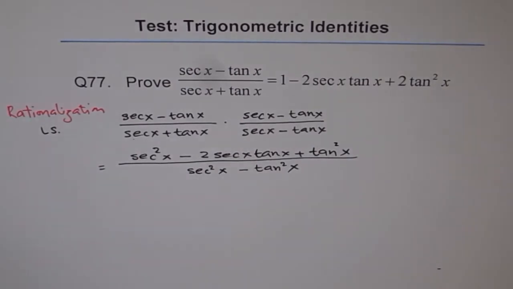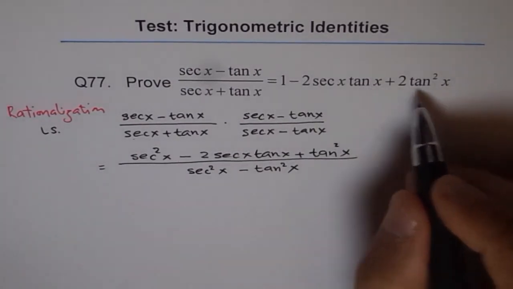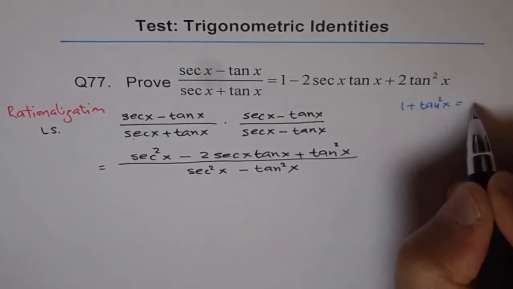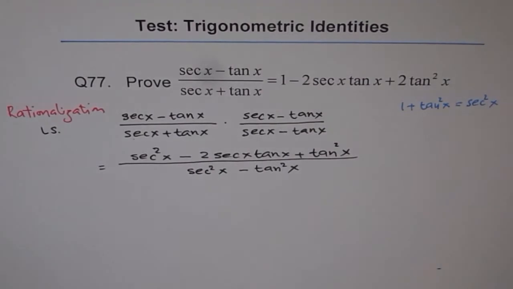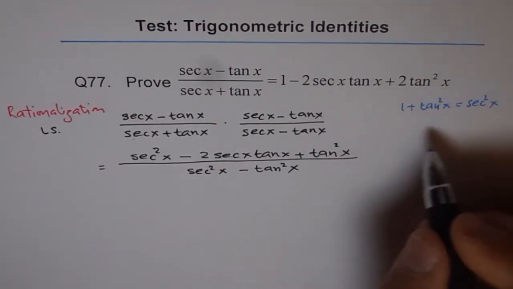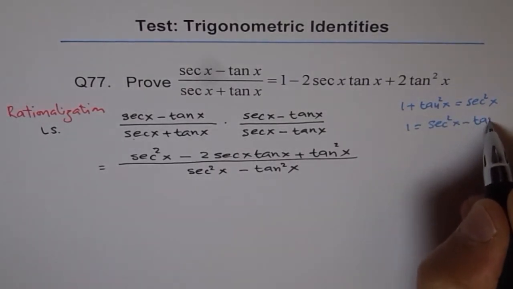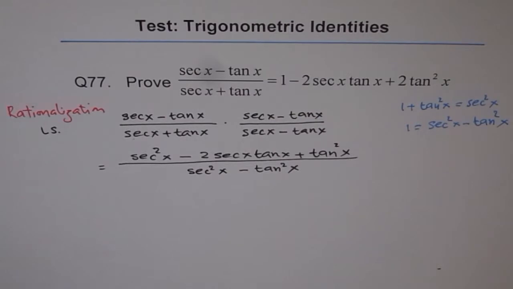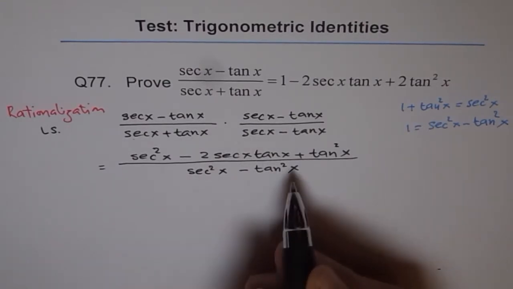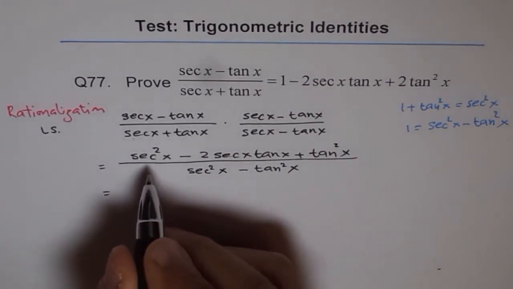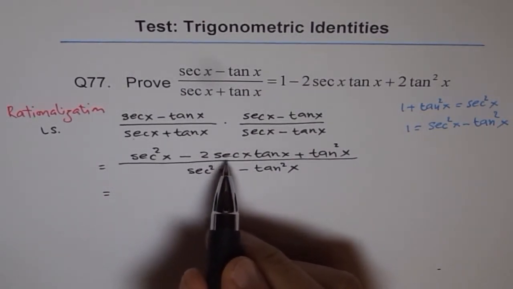I hope you remember the Pythagorean identity which relates tan and secant, which is 1 plus tan square x equals secant square x, correct? So from here we get 1 equals secant square x minus tan square x. So the denominator, which is secant square x minus tan square x, becomes 1 for us, and we are left with the numerator, right? So the numerator is equal to secant square x minus 2 tan x secant.